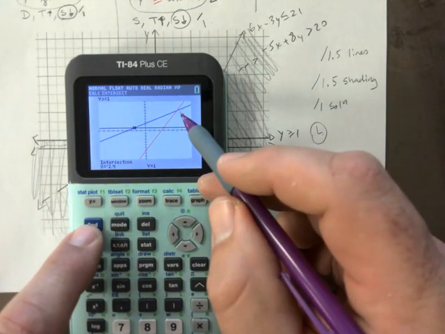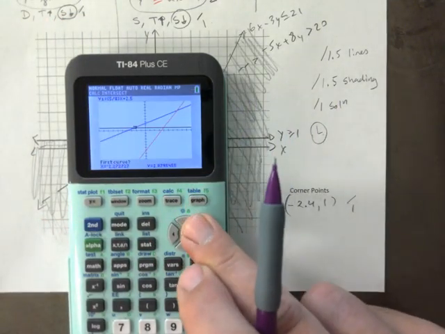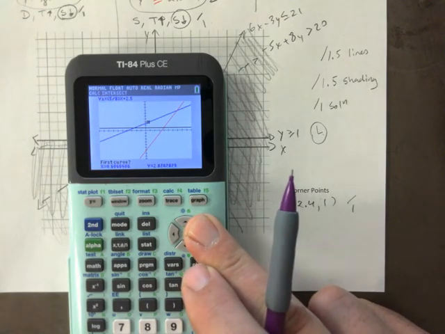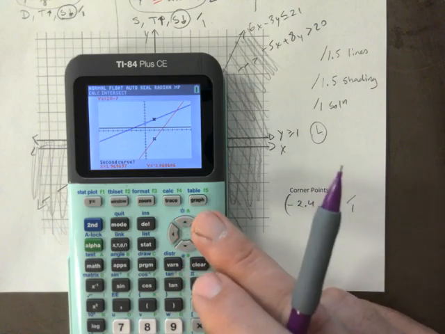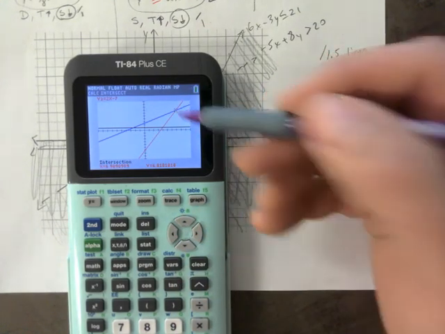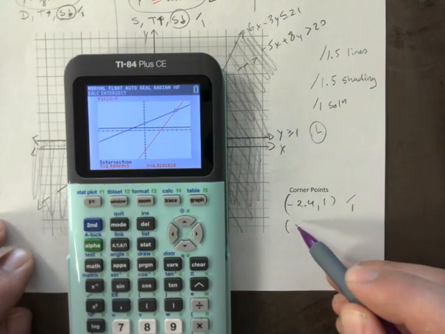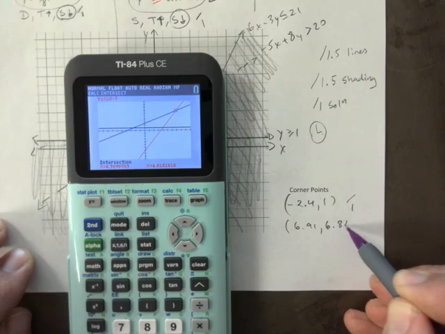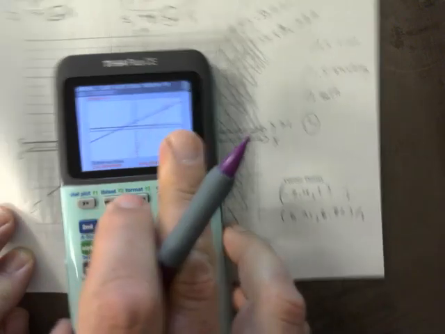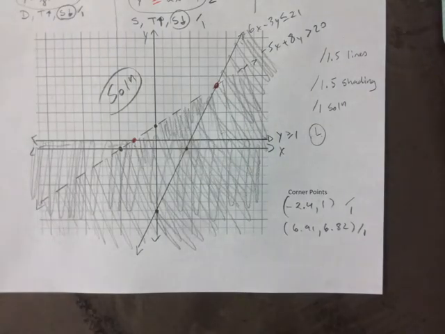And then we have to find the one between the red and the blue. So just go along the blue a little closer. It doesn't really matter. You can just go anywhere on the blue and then cycle to the red, enter, enter. It's going to find it there. And then the other one is 6.91, 6.82. So that's my other corner point there. So that is it for this page.